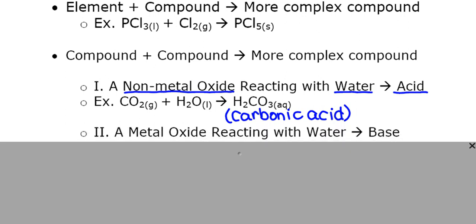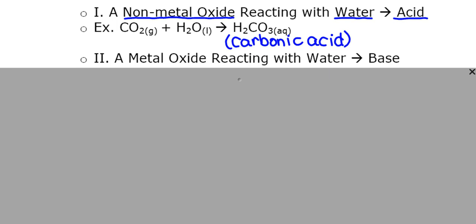Here's another one, a little bit different. This time, instead of a non-metal oxide, we've got a metal oxide reacting with water. So, similar to what we just saw up here, we've got a metal with oxygen. Your other reactant is water. But this time, instead of making an acid, you make a base. And if you remember a little bit about bases from grade 10, bases have the hydroxide ion in them.